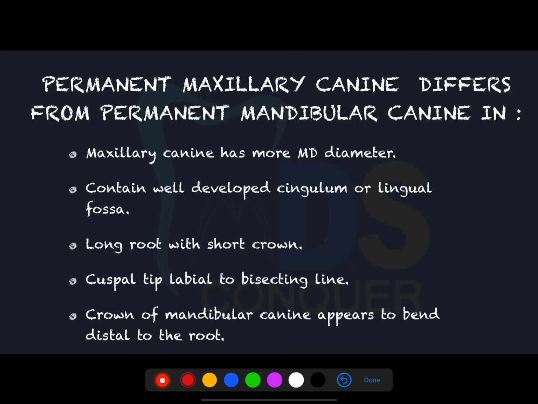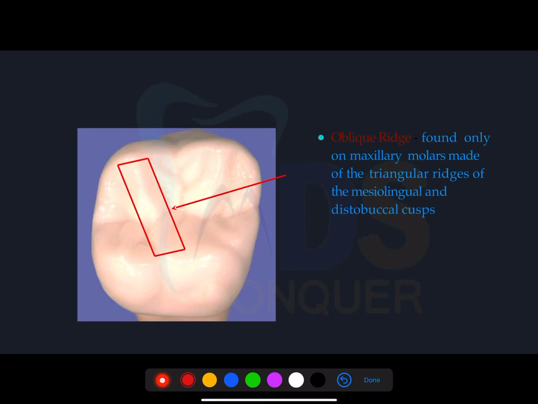Permanent maxillary canine and the permanent mandibular canine differ in what? The question was given in 2018 NEET. So please do check this. These are areas of interest for so many paper setters. Please do check this. I hope you know the oblique ridge. Oblique ridge was a question given in 2018, and 2019 too.